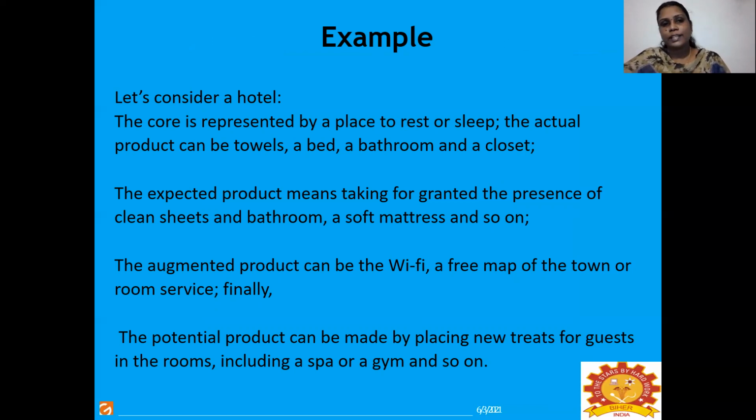A place to sleep, rest. The actual product could be the towels, a bed, a bathroom, and a closet, and the food that we eat. The expected product means taking for granted the presence of clean bed sheets and a clean environment, good ambience, soft mattress, and so on. The augmented product can be a Wi-Fi, a free map of the town, or room service. And then the potential product can be made by placing new treats for guests in the room, including a spa or a gym and so on. So this is an example of the different variations of a product.